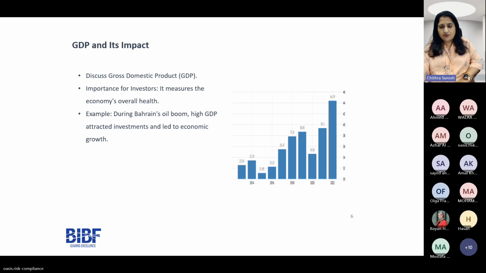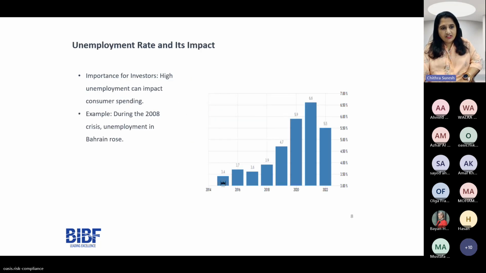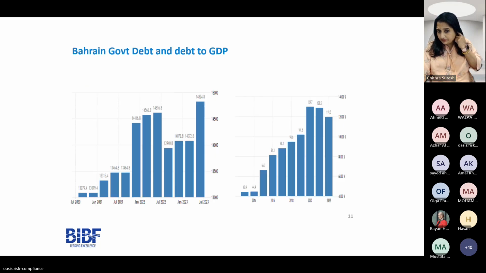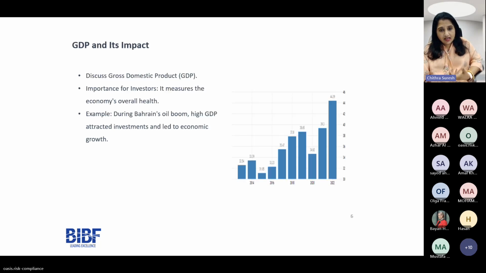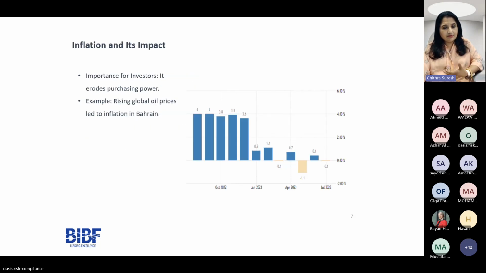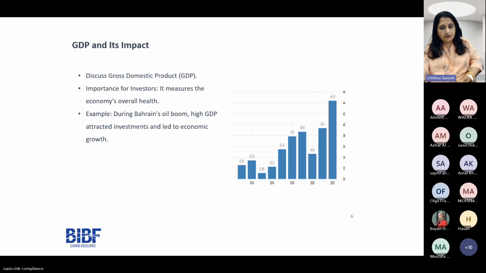For investors, it's very important for you to monitor the GDP growth. Why? The reasons are: monitoring the GDP growth helps us to understand the investment climate. GDP growth provides insights into the overall health and performance of the economy. A robust GDP growth signals that it's a vibrant and growing economy which will attract domestic and foreign investment.